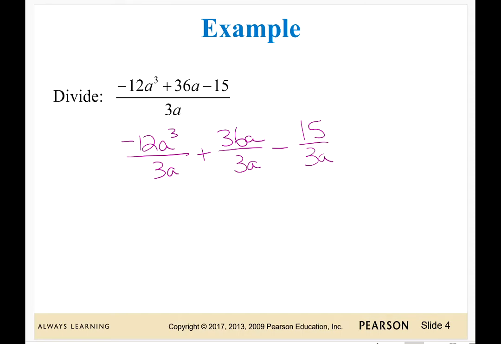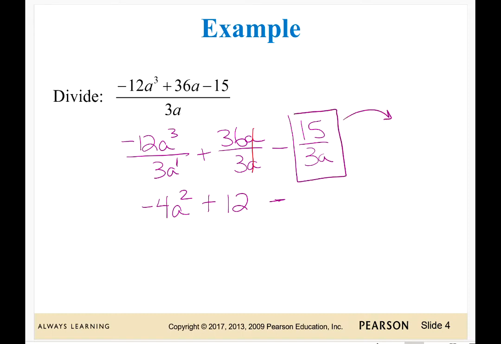earlier in this chapter. All right, so negative 12 divided by 3 is negative 4. A cubed divided by a, we're going to use the quotient rule and keep the base and subtract our exponents. Next up, 36 divided by 3 is 12. And then the a's, notice the a's will divide out completely, so we don't even have to worry about the a's at all. Minus. Now, I don't know why this is, but it's usually the last term where people make a mistake. So I caution you to just take some extra time with this term.